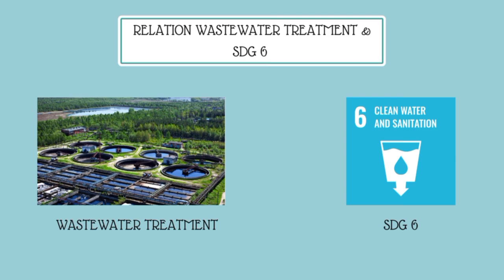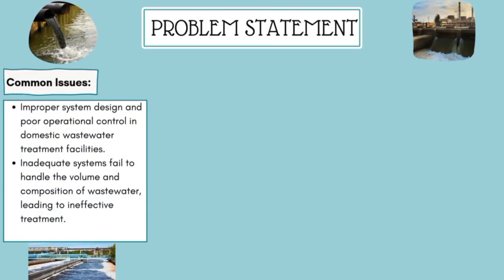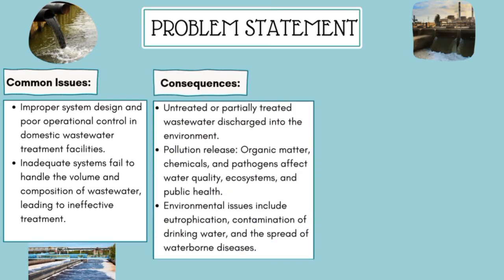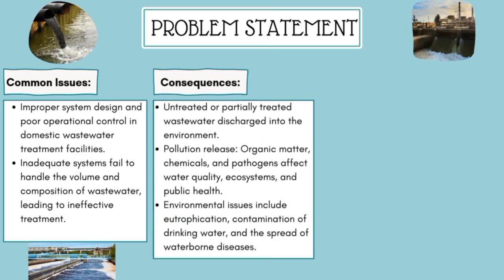to achieving this goal. This slide highlights common issues in domestic wastewater treatment, including poor system design and weak operational control. Many systems cannot handle wastewater volume and composition, leading to ineffective treatment. And it causes water pollution, eutrophication, and public health risks such as waterborne diseases.